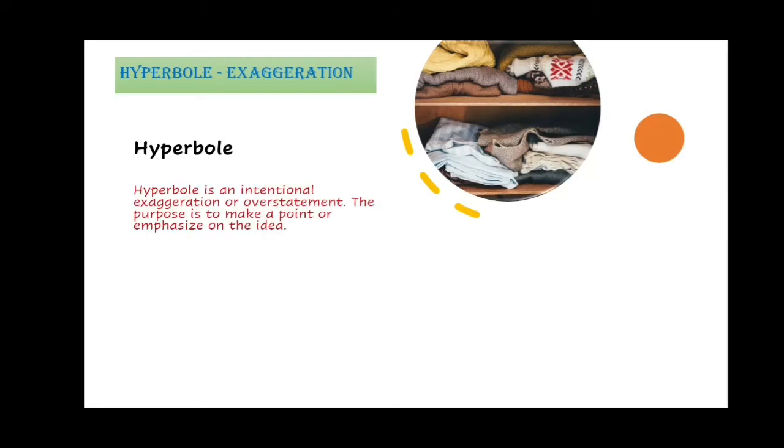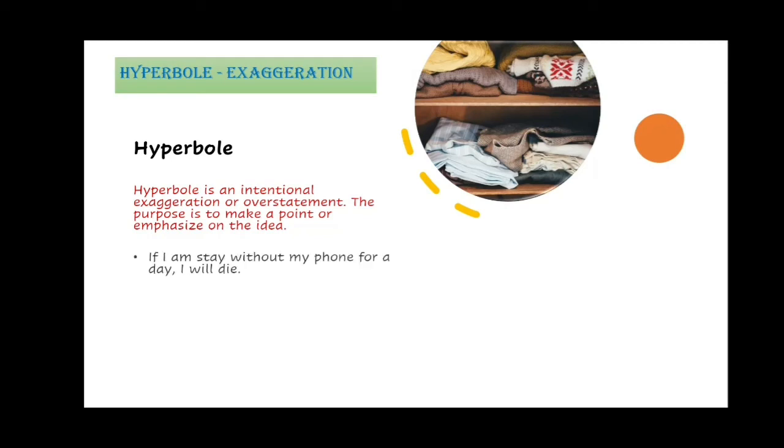Next, we have hyperbole, which is exaggeration. Hyperbole is an intentional exaggeration or overstatement. The purpose is to make a point or emphasize an idea. Exaggeration means overstatement, something which is beyond reality, but the poet or the writer uses it to emphasize his idea or point. In Hindi, we can say it bada chadakar bolna.